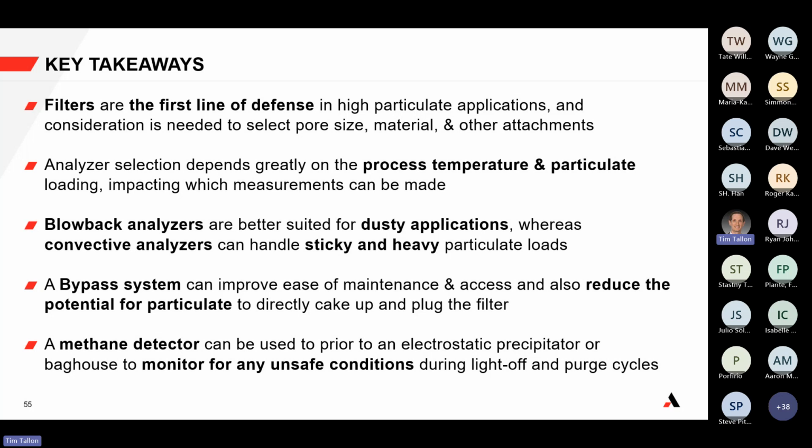And then finally, for ensuring downstream equipment has the integrity and the monitoring that it needs, having a methane detector on an analyzer prior to an electrostatic precipitator, or a baghouse, is important to make sure that you monitor for any potential fuel rich conditions, any potential unsafe conditions during light up and purge cycles.